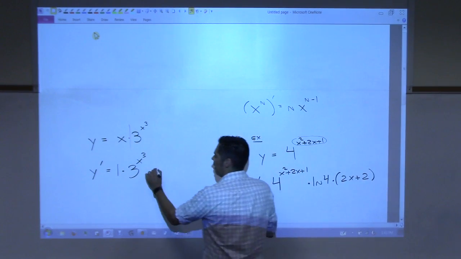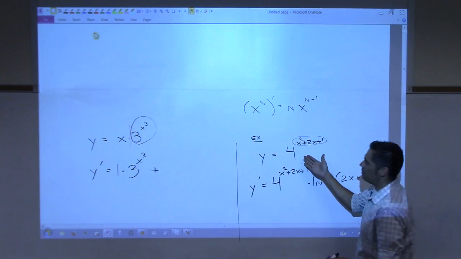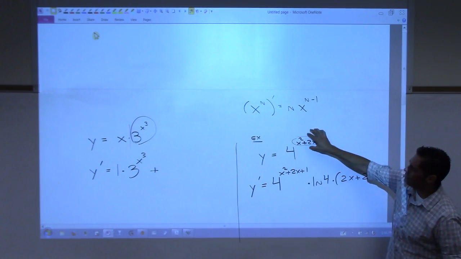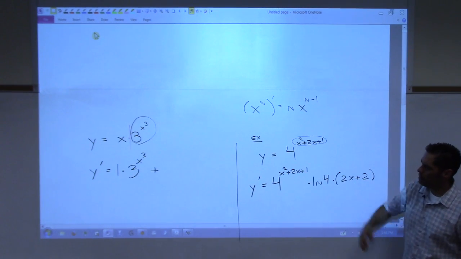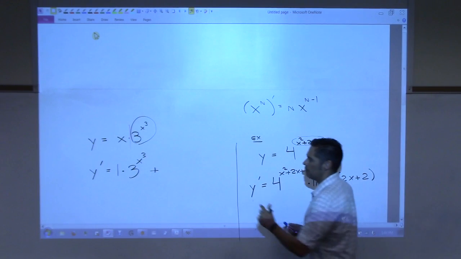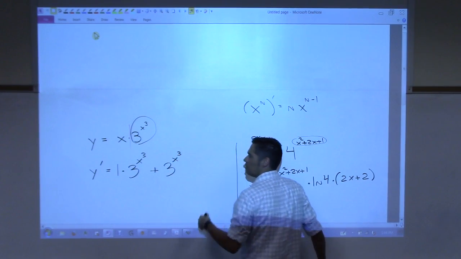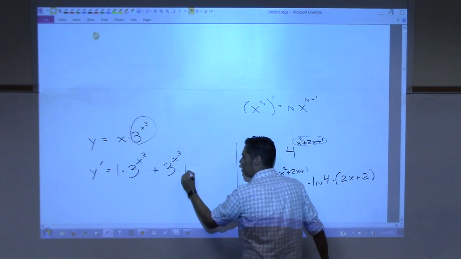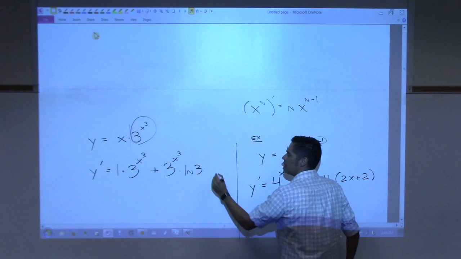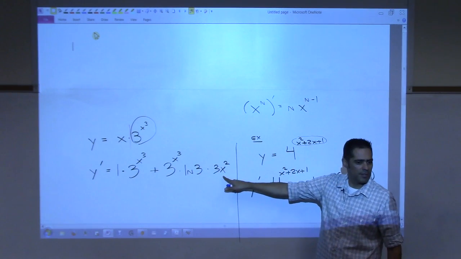Plus. Now the derivative of the second one. Let's take our time on that one. That's like this problem, isn't it? Got a base that's a number, and I've got this thing up here. So I'm going to go through the same thing. It's like a chain rule. So what's going to be there? 3 to the x cubed. So it's itself, times ln 3, times 3x squared. Perfect.